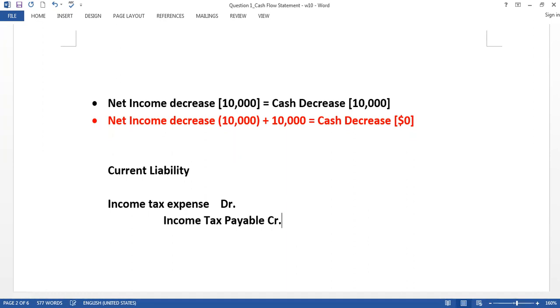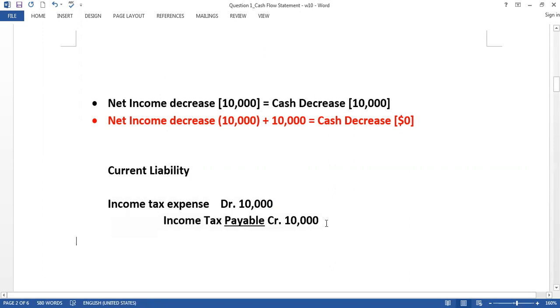What is the meaning here? Income tax expense debit, income tax payable credit. The meaning is income tax, this money you have to pay to the government, right? What is the meaning of this term, payable? Payable means although this is government money, you have not yet paid.